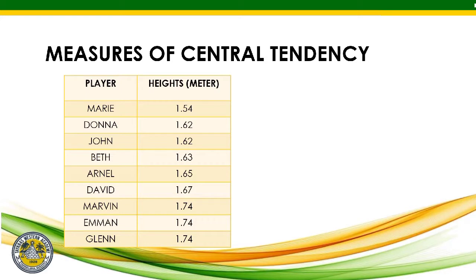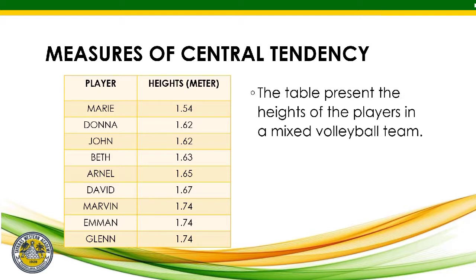I have here a two-column table, wherein the first column is named Player, and the second column is named Heights in meters of the volleyball players. We have Marie, Donna, John, Beth, Arnel, David, Marvin, Eman, and Glenn. And of course, their heights in meters respectively are 1.54, 1.62, 1.62, 1.63, 1.65, 1.67, 1.74, 1.74, and 1.74. So the table presents the heights of the players in a mixed volleyball team.